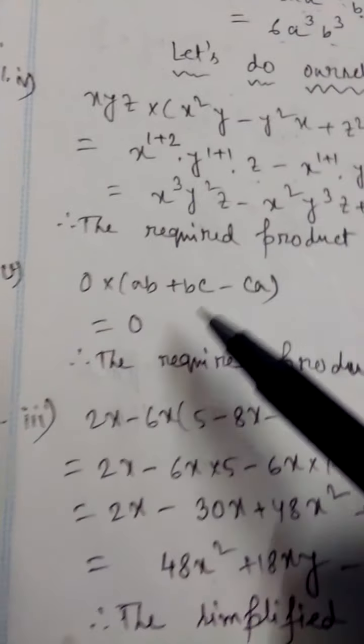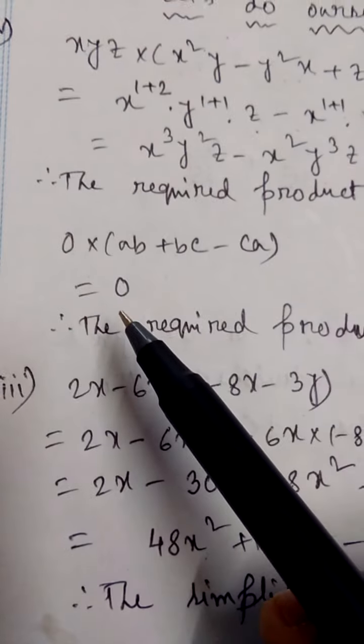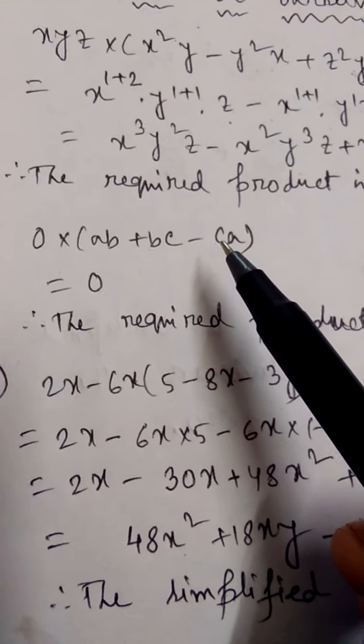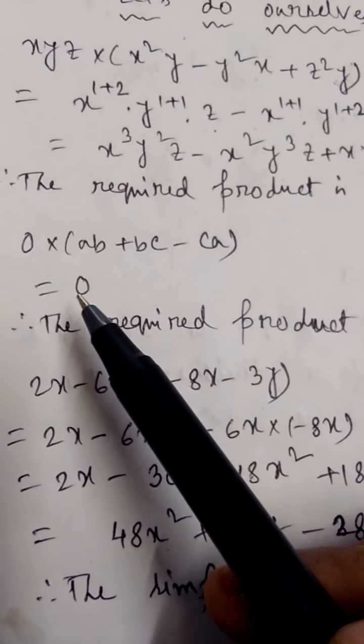Next, problem 5. 0 into AB plus BC minus CA equal to 0. If we multiply any number with 0, we shall get 0.